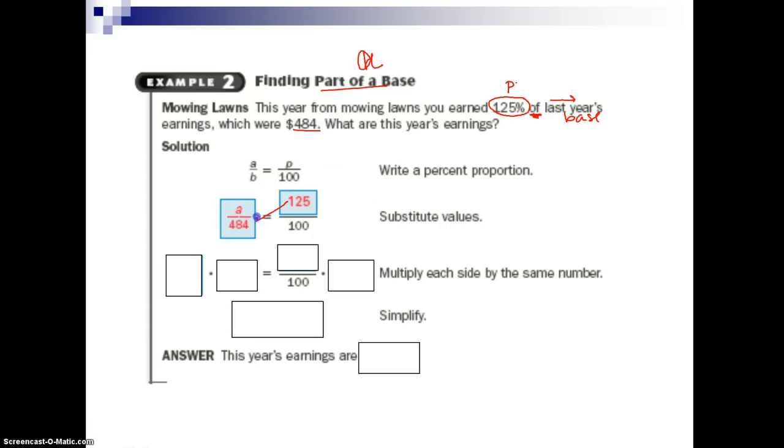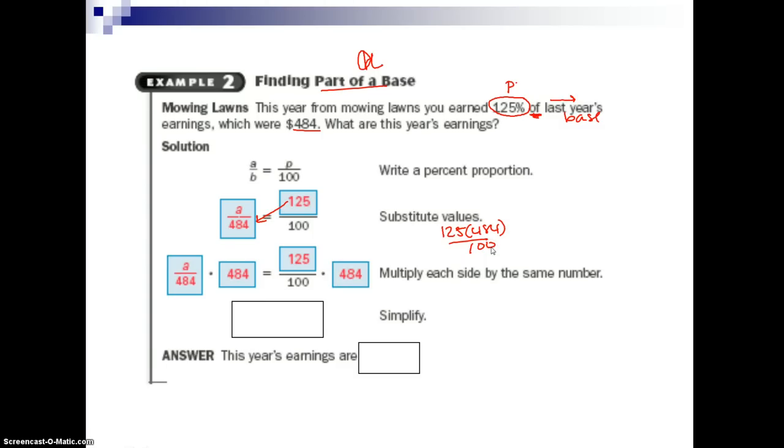Let's do our cross products. This time we have 125 times 484, and then divide by the 100. And again, what they did was they multiplied by the denominator, which is the same thing. $605 was your earnings from this year.